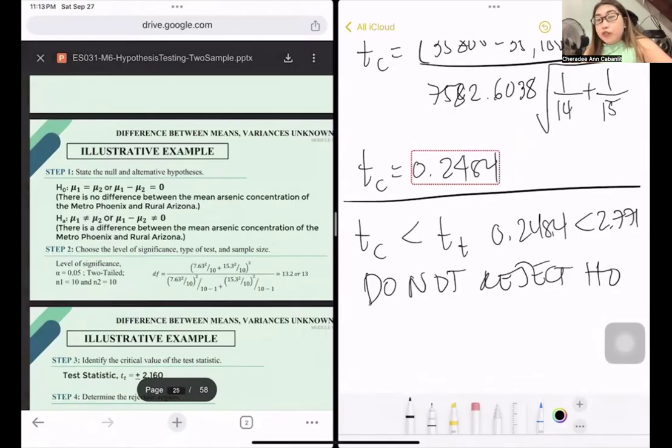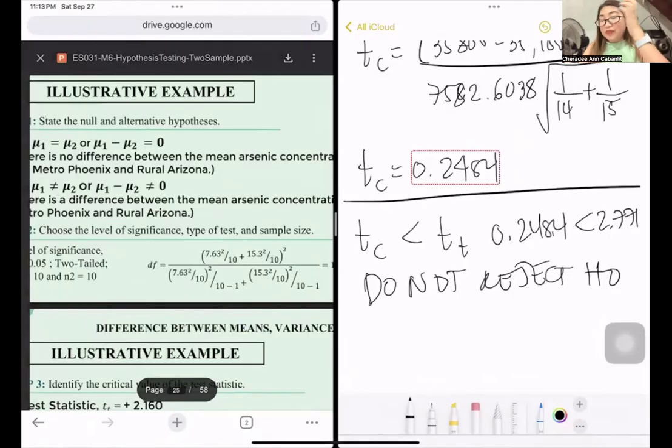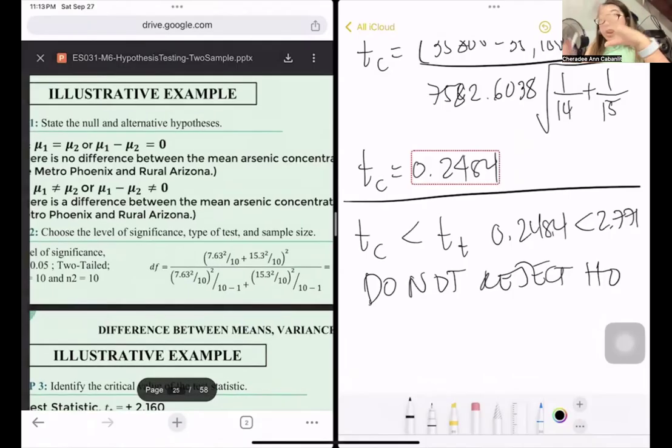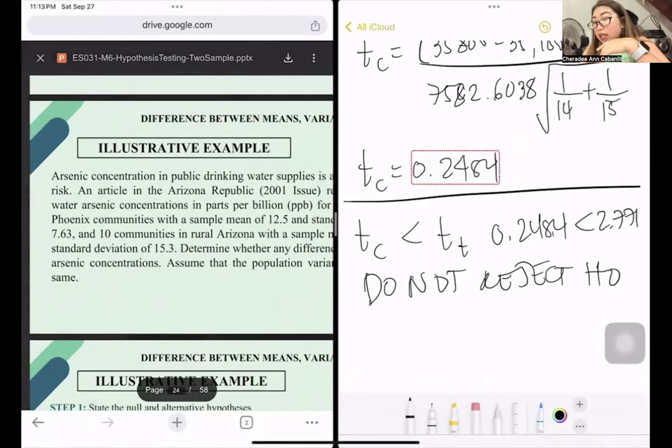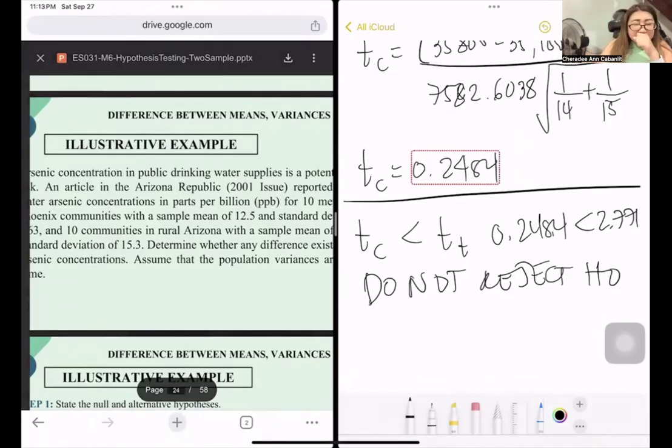However, in the computation of your degrees of freedom this time, instead of N1 plus N2 minus 2, you actually computed it this way, 'di ba? The standard deviation squared, or the variance over the sample size 1 plus the variance of the second population over n, then quantity squared, so on and so forth. Now, actually, there's a trick, no? Because if you add here 10 communities in, okay, 10 plus 10 is 20, minus 2 is 18.